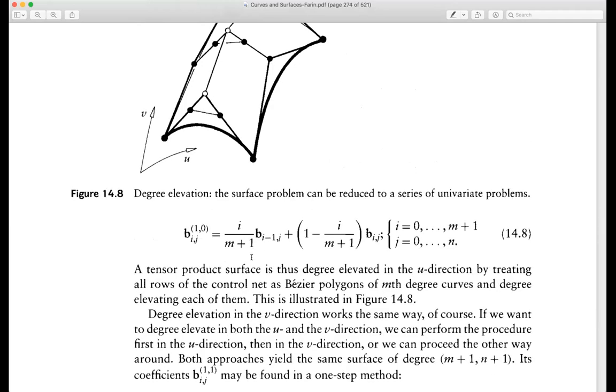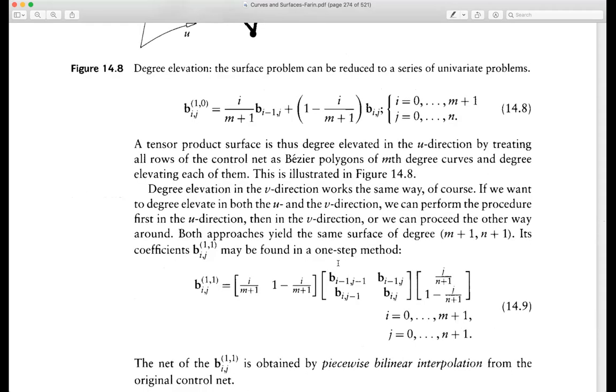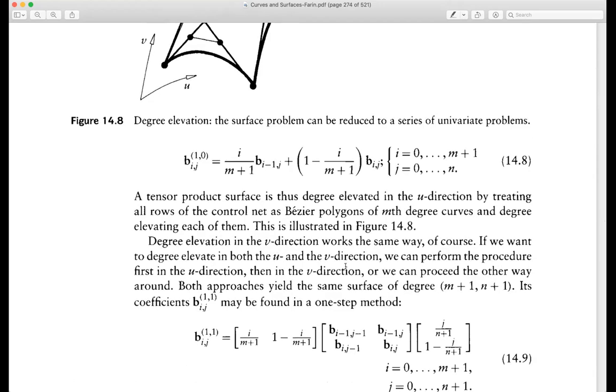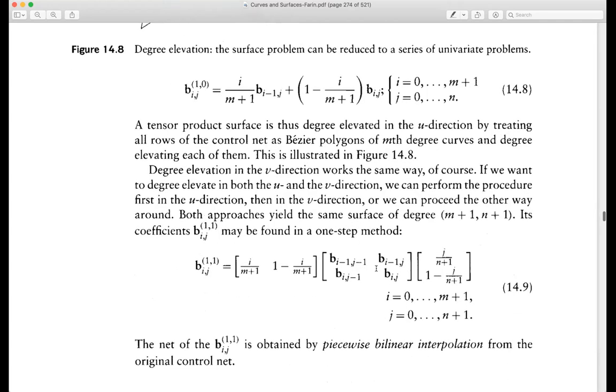Do you remember this formula, i divided by m plus one times b_{i-1,j} plus one minus i divided by m plus one times b_{ij}, right? This is very familiar. This is exactly the same as the degree elevation for the Bezier curve, right? So what you have to do is very easy. Degree elevation in the V direction works the same way. We want to degree elevate in both U and V directions. The easiest way is to convert the U direction first and then the V direction, right? But you can also elevate both U and V directions at the same time by using this formula. If you understand this formula, you can perform degree elevation for the surface.